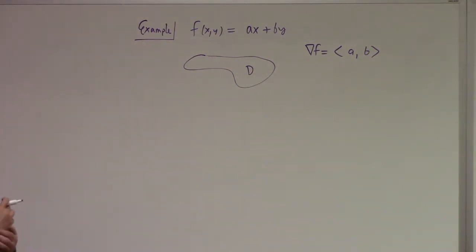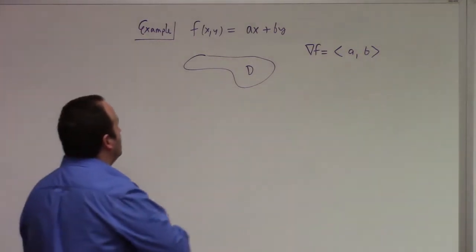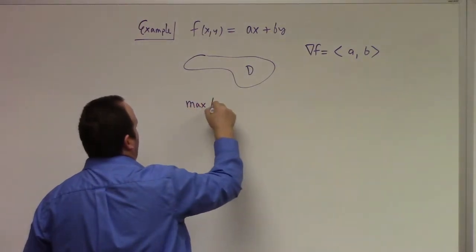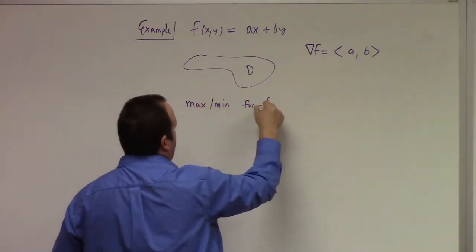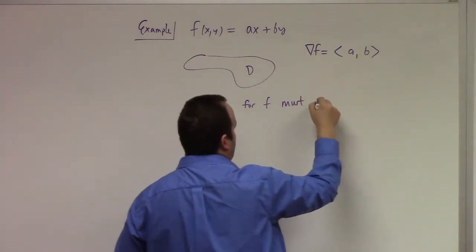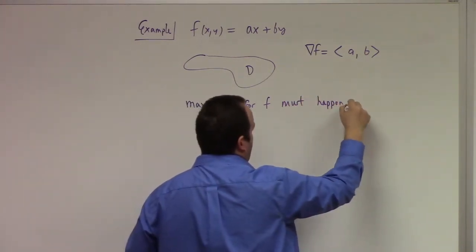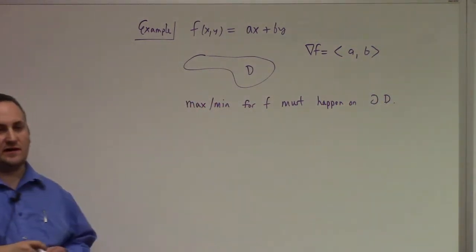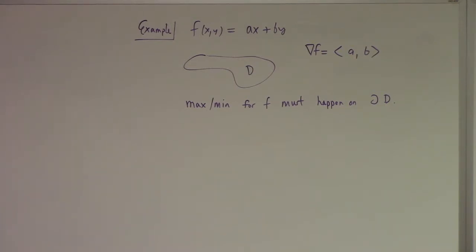So for this example, if I was going to maximize, any maximum or minimum for f must happen on the boundary of D, right? Or the function is just constant. Why is that? Because if a and b are both non-zero, there are no critical points. There's no interior place where you could have a min or max. So that leaves you with either the function being constant over the whole domain, or you're going to find maximums and minimums on the boundary.